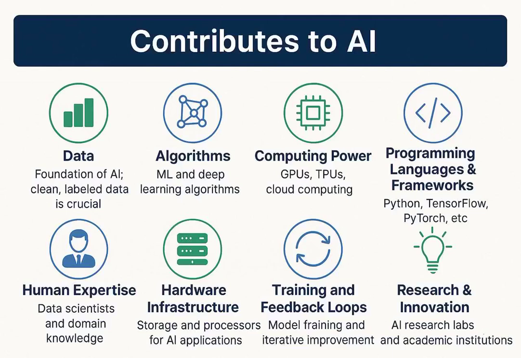7. Training and feedback loops. Model training using labeled datasets. Feedback mechanisms for improving accuracy over time: active learning, online learning. 8. Research and innovation. AI research labs: OpenAI, DeepMind, FAIR, MIT, Stanford AI Lab. Papers and preprints: arXiv, NeurIPS, ICML, CVPR, AAAI conferences.